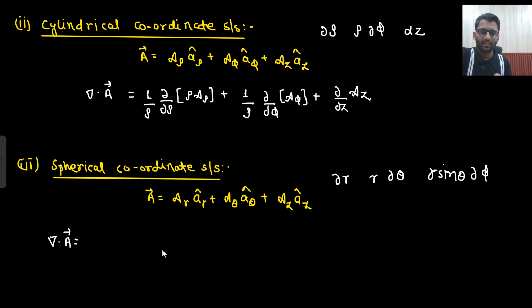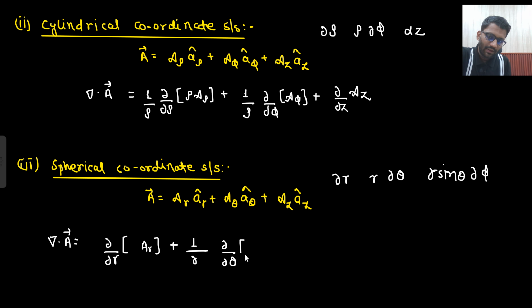So del dot A. How are you going to write it? First I will write just 1 by r d by d theta, A theta, plus d by dz, A z. Sorry, not z. Z is not there.